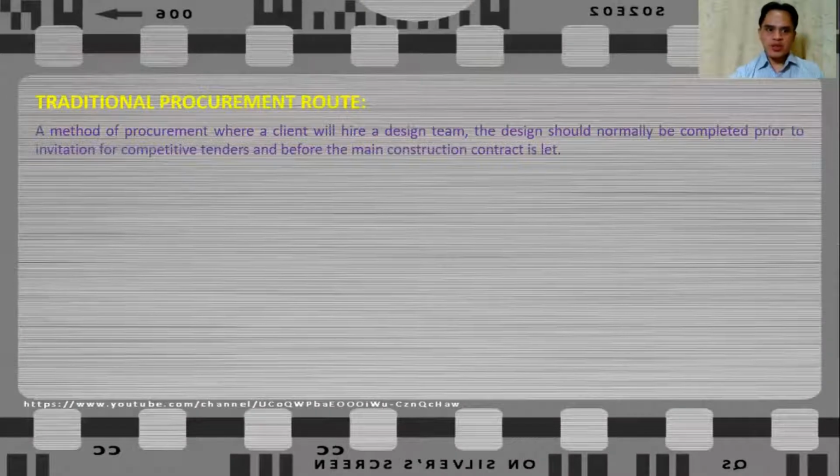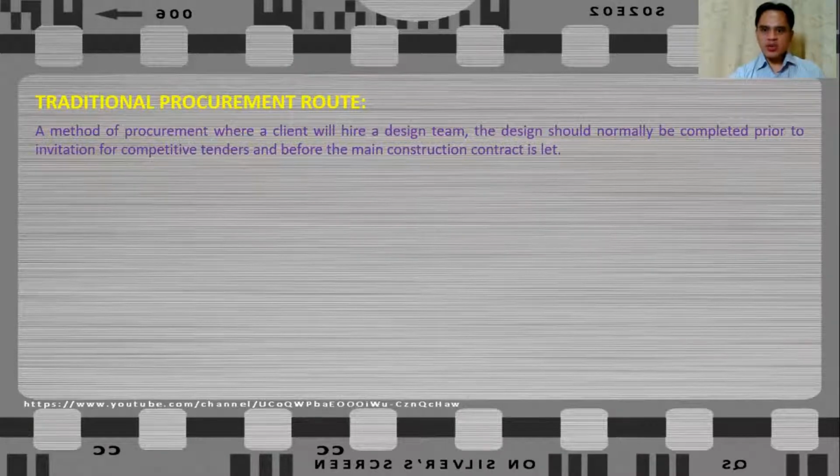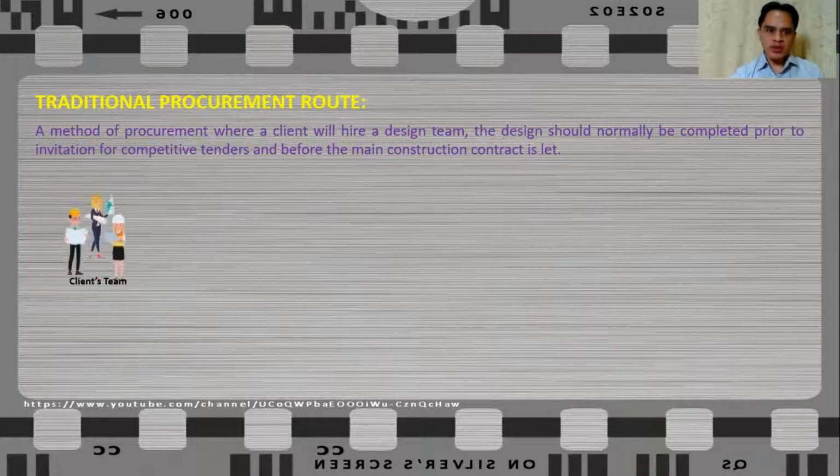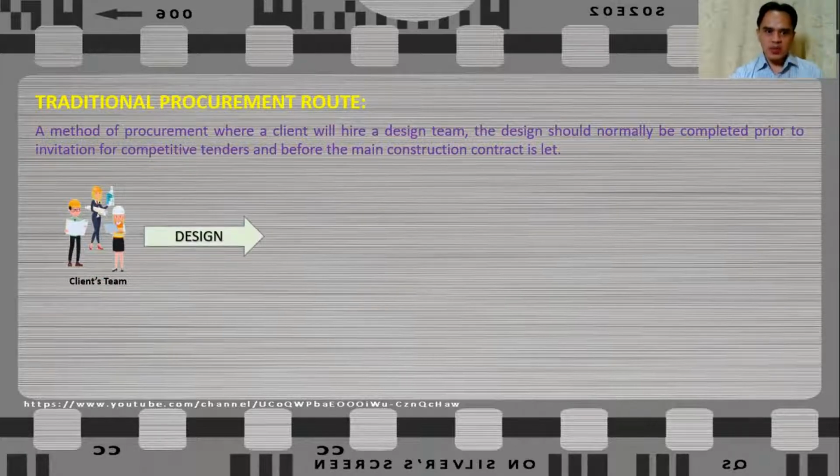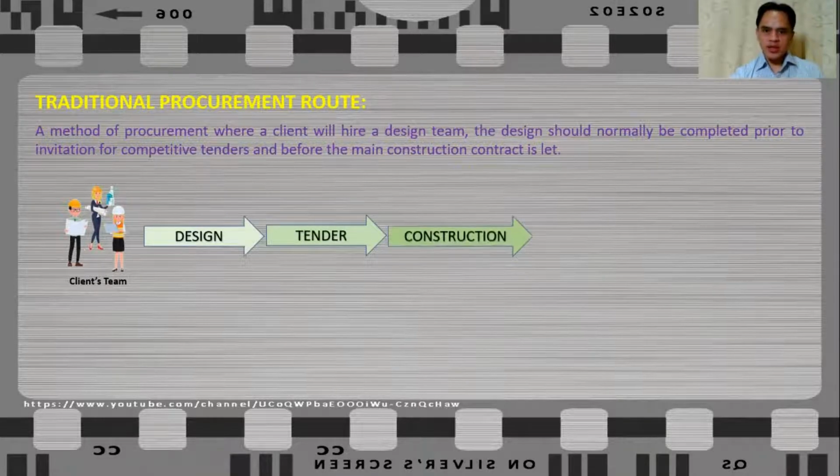Now, traditional procurement route is a method of procurement where a client will hire a design team. The design should normally be completed prior to invitation for competitive tenders and before the main construction contract is let. So in traditional procurement, first the client will form its design team. Then the design team will complete the design. And the tender process will commence, and once the contract is awarded, the construction will commence until its completion.